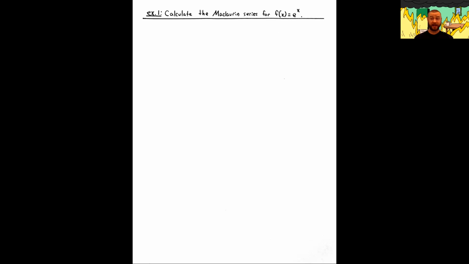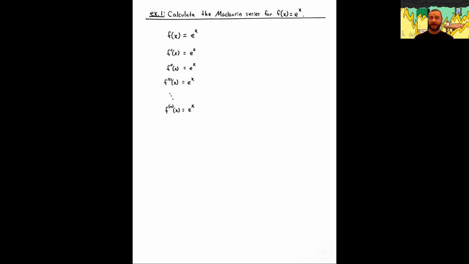What's nice about e to the x? Its first derivative, and for that matter, any order derivative, is just e to the x. So it doesn't matter how many times you differentiate e to the x, the nth derivative is just e to the x. So we have the first part, a very simple formula for the nth derivative.